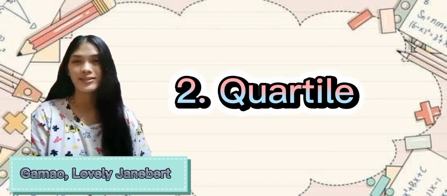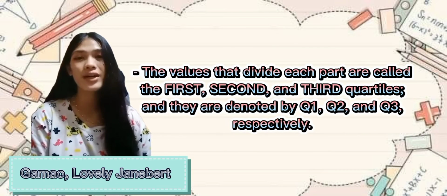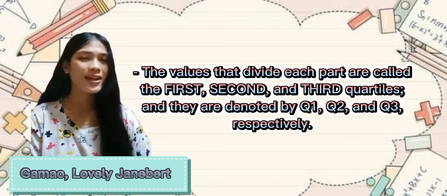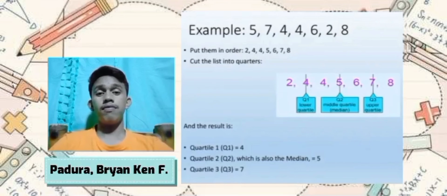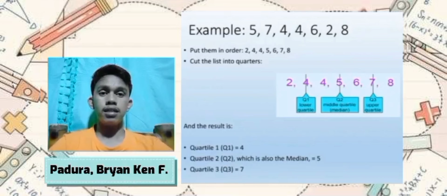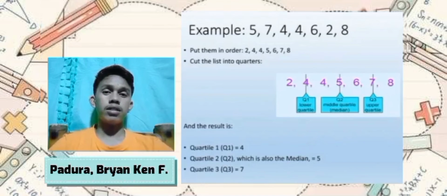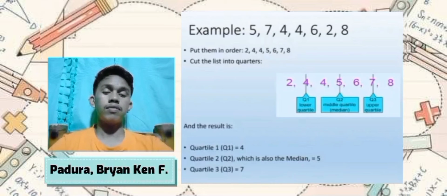Next is the quartile. Quartiles divide a rank ordered dataset into 4 equal parts. The values that divide each part are called the first, second, and third quartiles, and they are denoted by Q1, Q2, and Q3 respectively. Example, the numbers are 5, 7, 4, 4, 6, 2, and 8. We put it in order: 2, 4, 4, 5, 6, 7, and 8. Then we cut the list into quarters. The result is quartile 1 or Q1 is equal to 4. Quartile 2 or Q2, which is also the median, is equal to 5. And quartile 3 or Q3 is equal to 7.